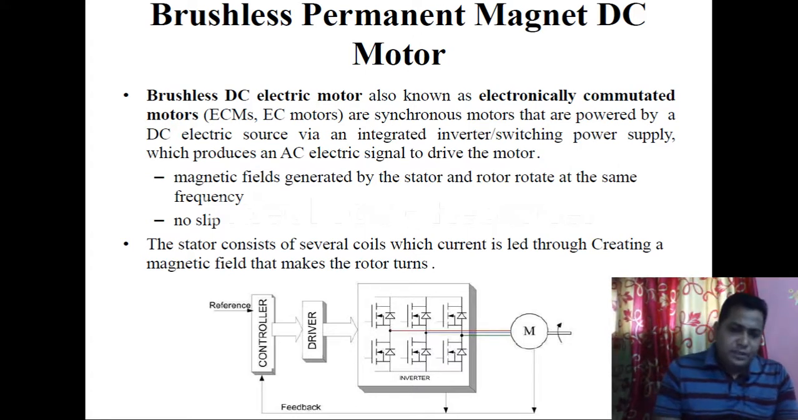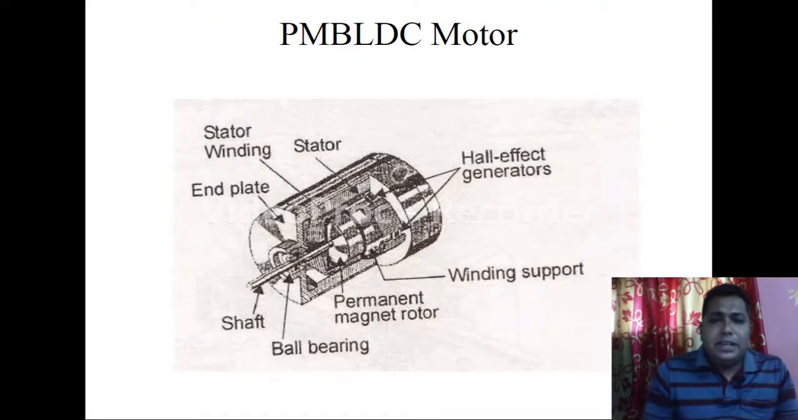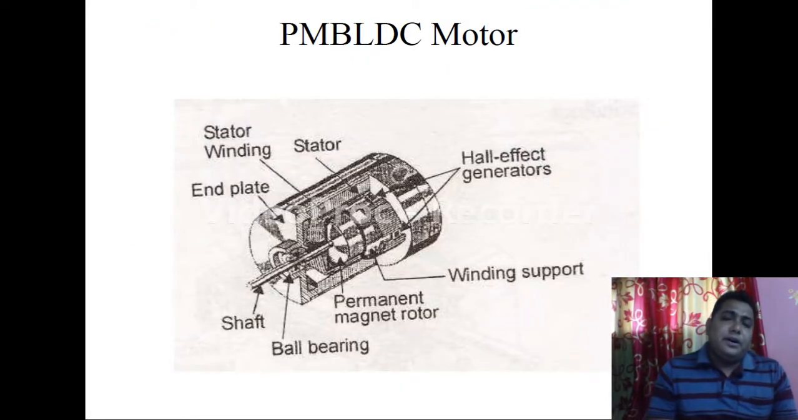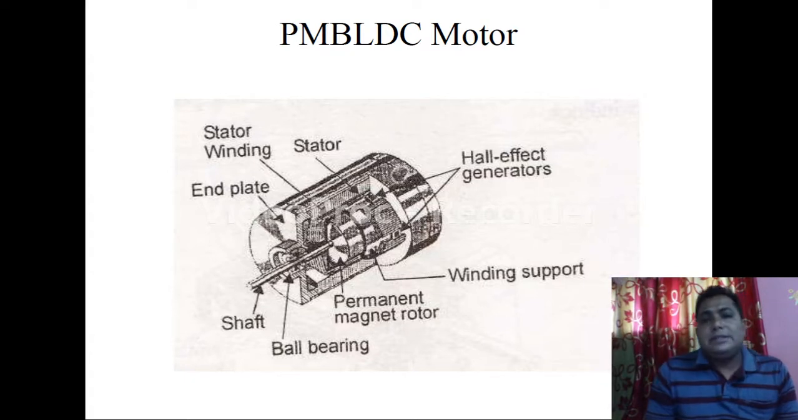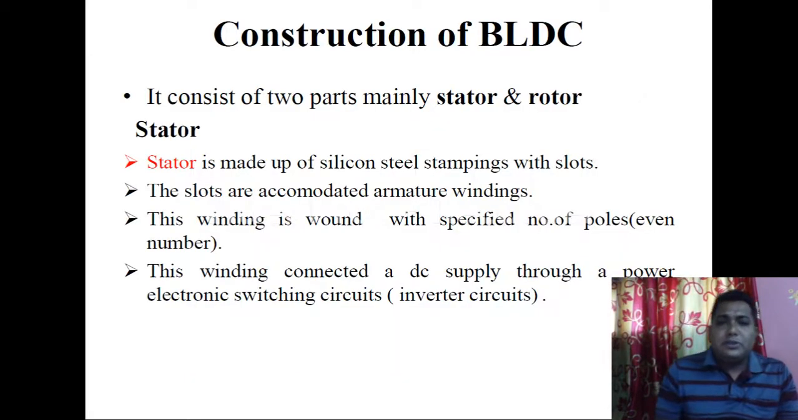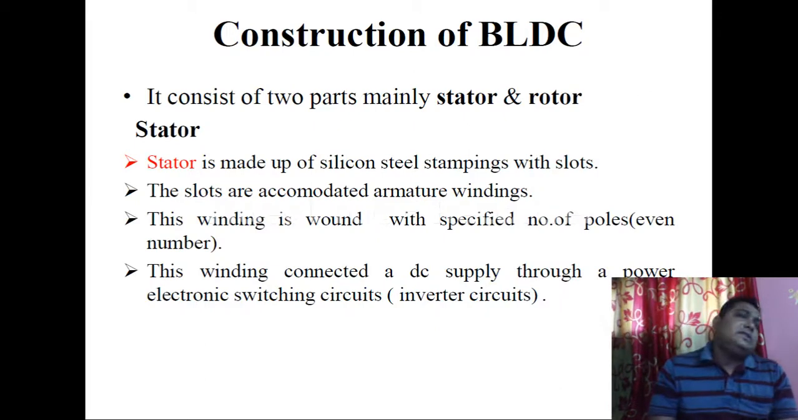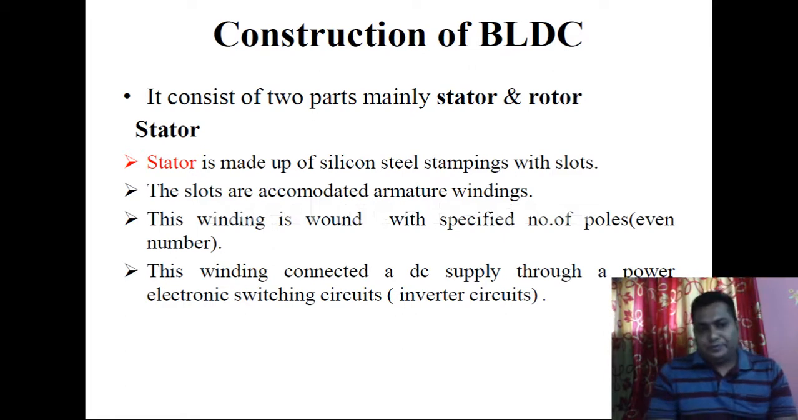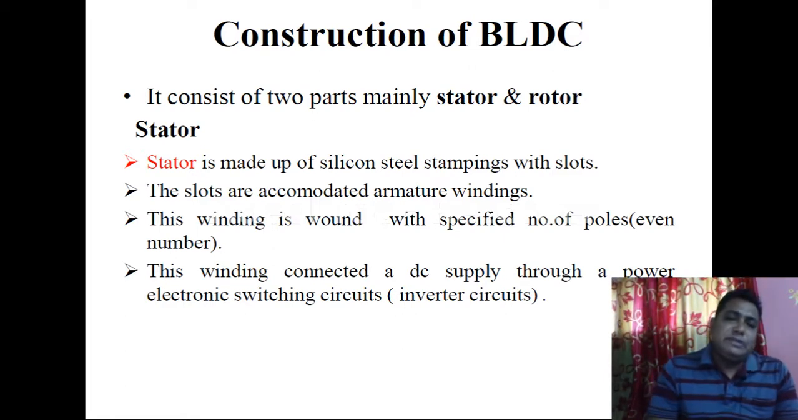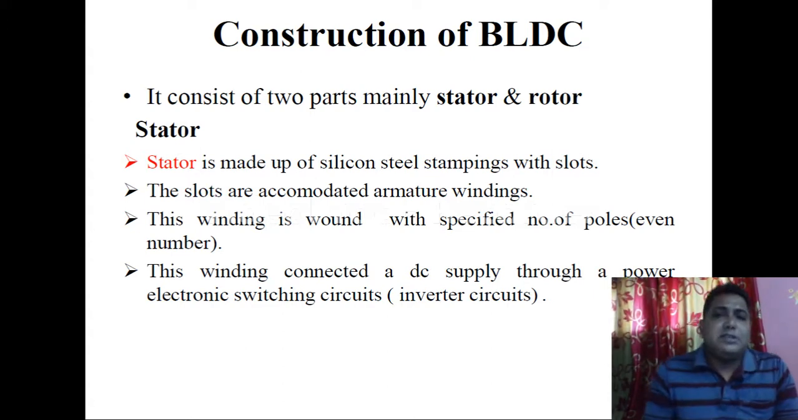Okay, coming to the next, this is a diagram of a brushless DC motor, a permanent magnet brushless DC motor. Now we are going to see the constructional features of the brushless DC motor. It consists of two main parts, as we know in the case of DC motors, the stator and the rotor. First we will discuss the stator, then we will go for the discussion of the rotor.